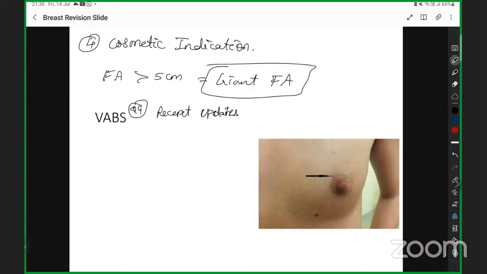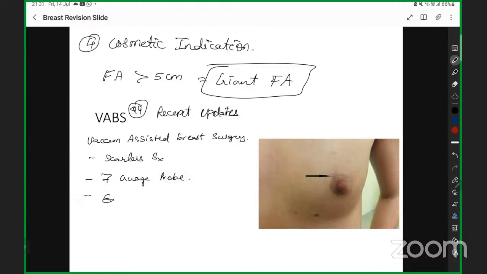What is VABS, guys? VABS is nothing but vacuum assisted breast surgery. Wow, so this is going to be a scarless surgery. What needle probe are we going to use? We are going to use a 7-gauge probe, and this is easy to remove. You can remove multiple fibroadenomas.